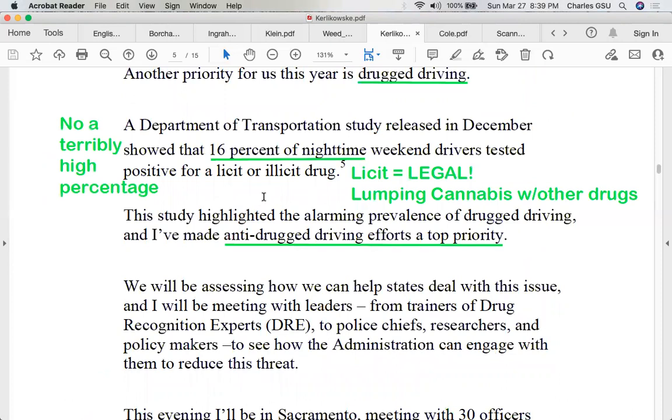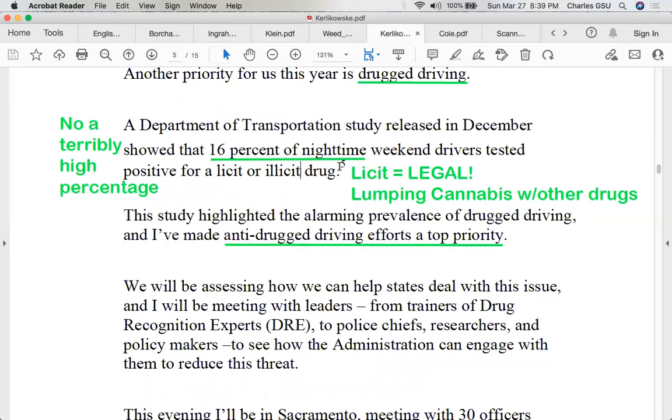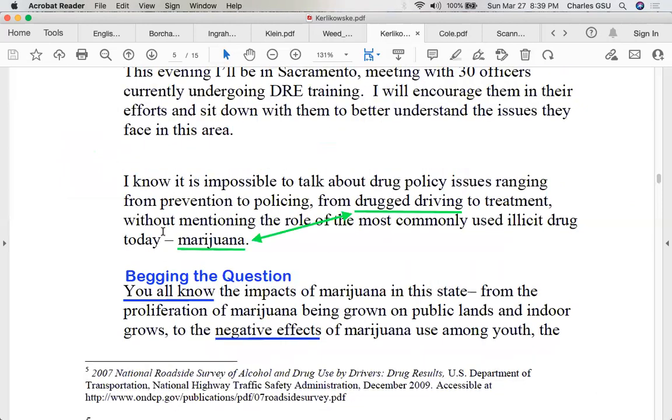Right. So 16% of nighttime weekend drivers tested positive for illicit drugs. And so he's, as I say here, conflating or lumping in cannabis, which may be prescribed for that user legally in, say, California, with other kinds of opiates or other kinds of drugs that are being misused.